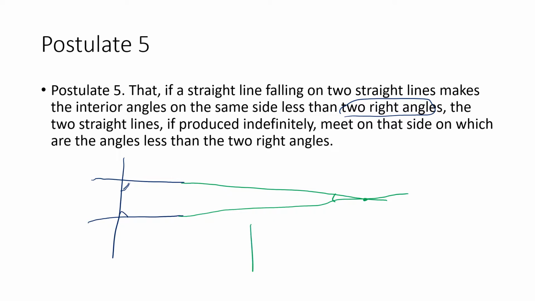So if you have a very, very big one, it shows you this one will definitely be less than two right angles. Okay. This is postulate 5.